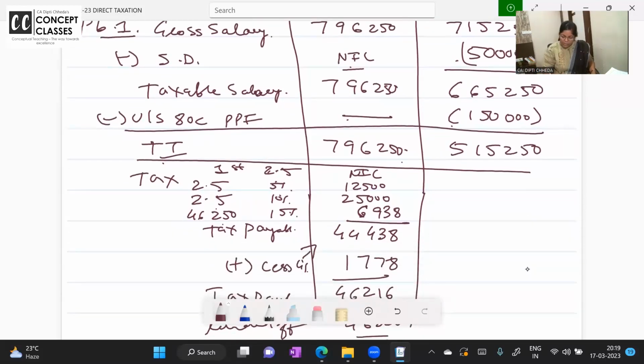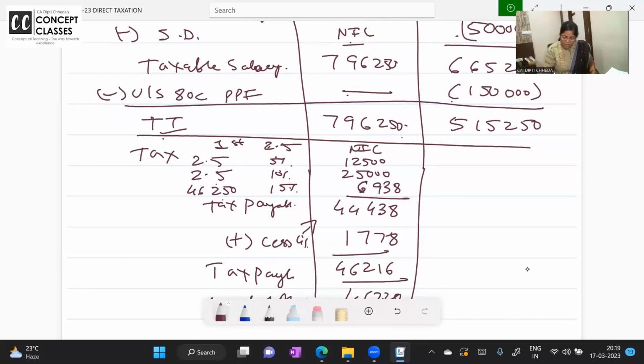Now, the old one, 5,15,250. So rebate will not be available. On the first 2.5 lakh, it is nil. Next 2.5 lakh, 12,500. And above 5 lakh, on 15,250, directly 20%. Now, directly 20%, what you were saying, is 3,050. So, what is the tax coming to?